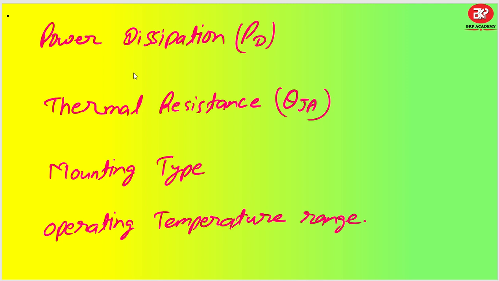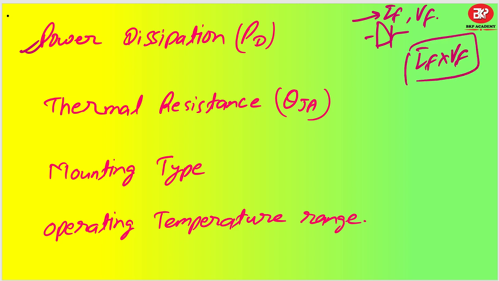Next, what is the power dissipation capacity? So power dissipation capacity across the diode is going to be what is your current and what is your voltage drop across this, right? VF. So IF into VF will decide what is your power dissipation across the diode.